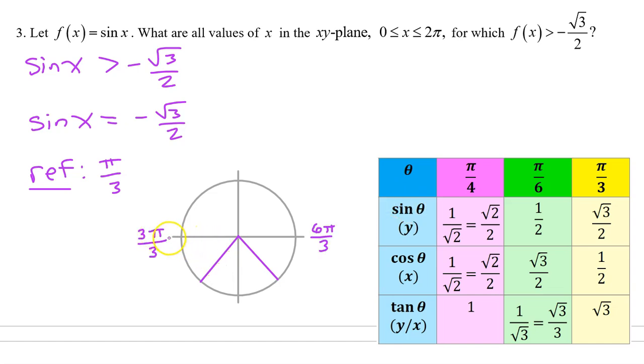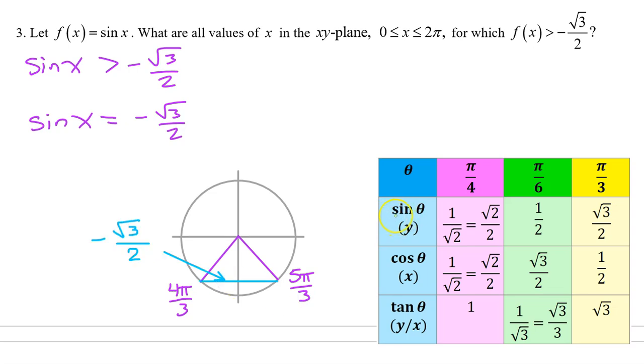We can think of pi as 3 pi over 3 and 2 pi as 6 pi over 3. So this angle in the third quadrant is 4 pi over 3, and this angle in the fourth quadrant is 5 pi over 3.